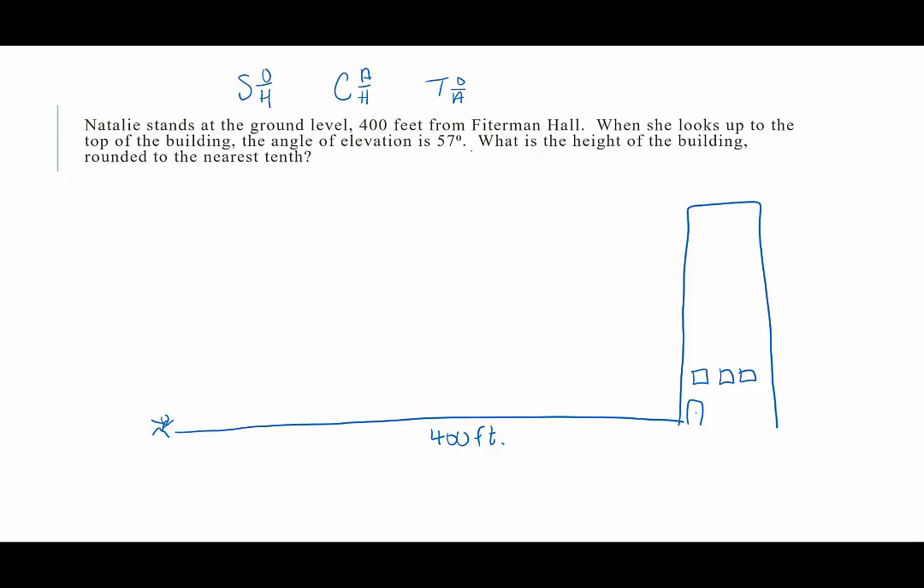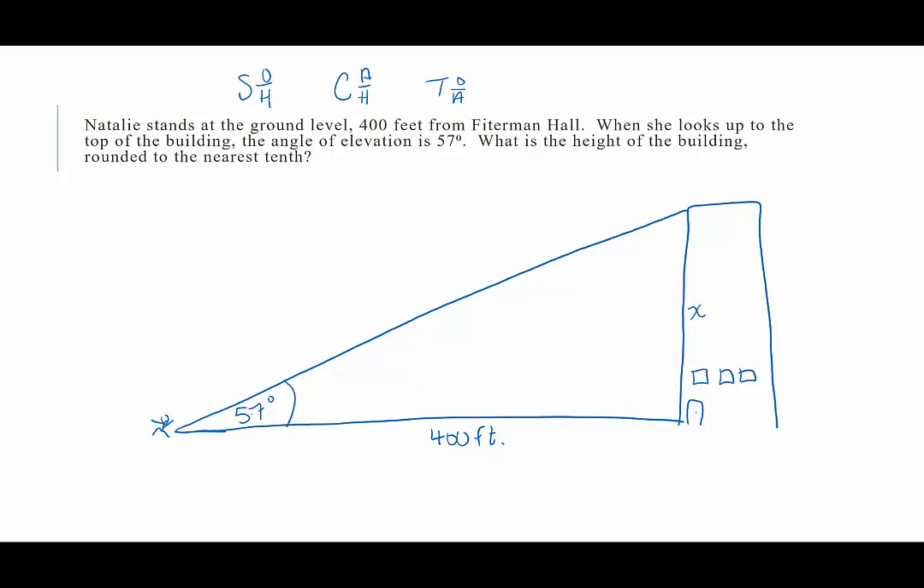The angle of elevation is like if you look straight in front of you and then you tilt your head up, the angle between when it's eye level and when you tilt it up is called the angle of elevation. So if this is her eye line here, then this is that angle of elevation, and this is 57 degrees. We want to know the height of Fitterman Hall rounded to the nearest tenth. So we're interested right here in that particular value.